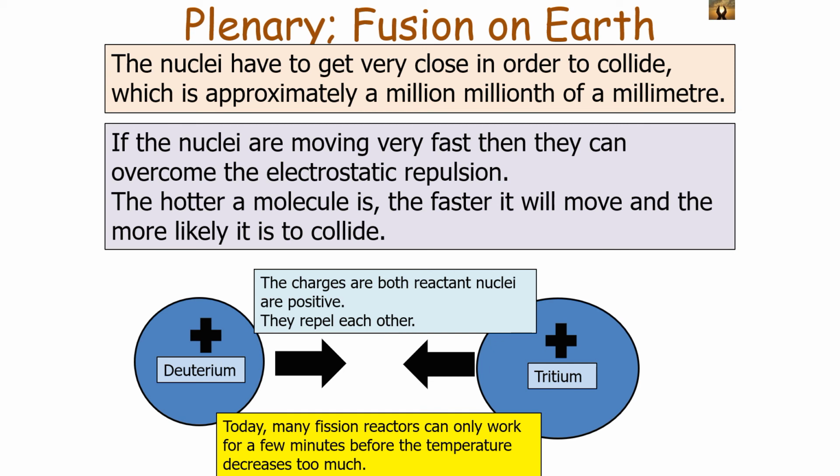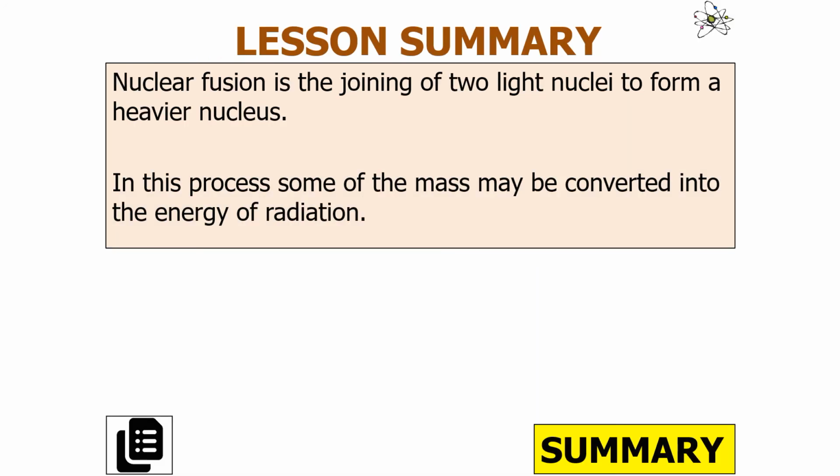So today, many fusion reactors that we have on Earth can only work for a few minutes before the temperature decreases too much and the fusion process stops. And secondly, many fusion reactors currently need more energy to carry out the process than the energy released in the process. So as a result, it's commercially unviable. So nuclear fusion is the joining of two light nuclei to form a heavier nucleus, and in this process some of the mass may be converted into the energy of radiation.